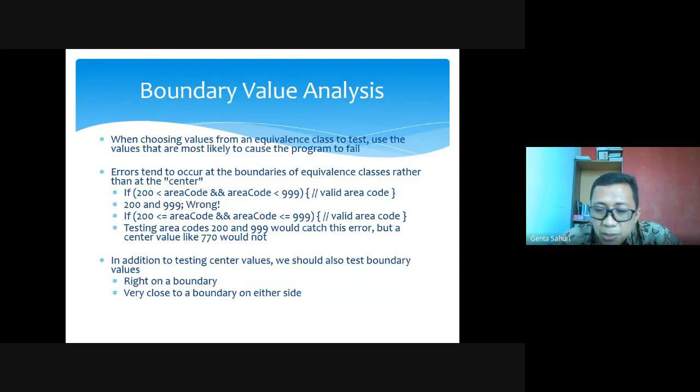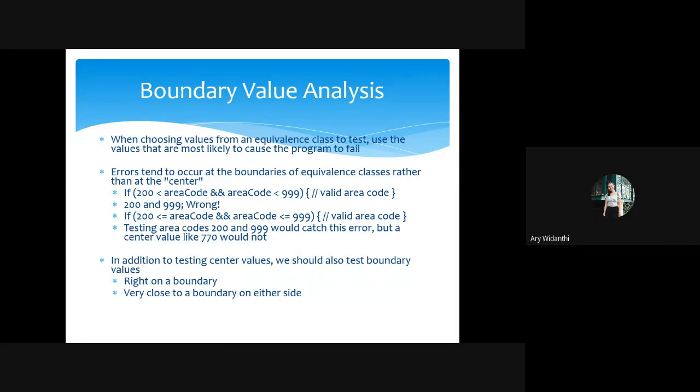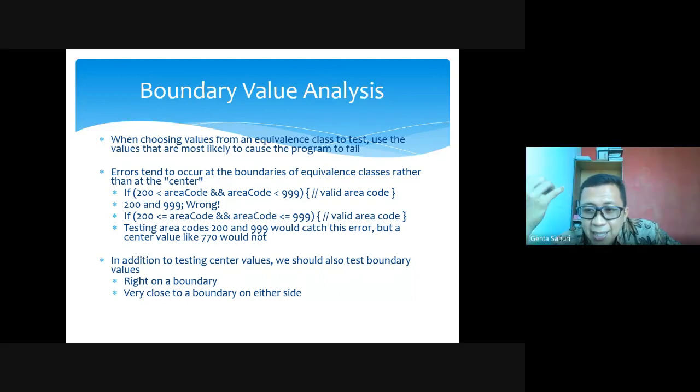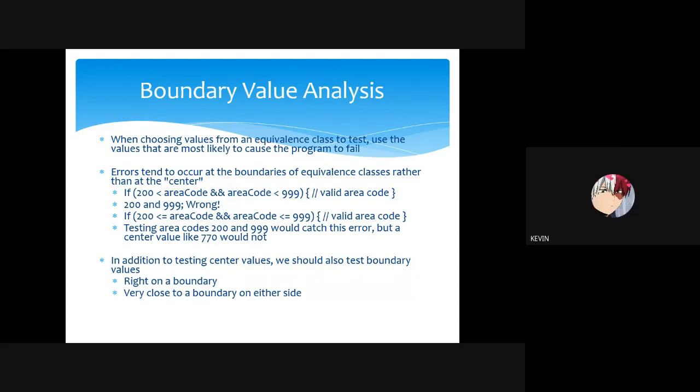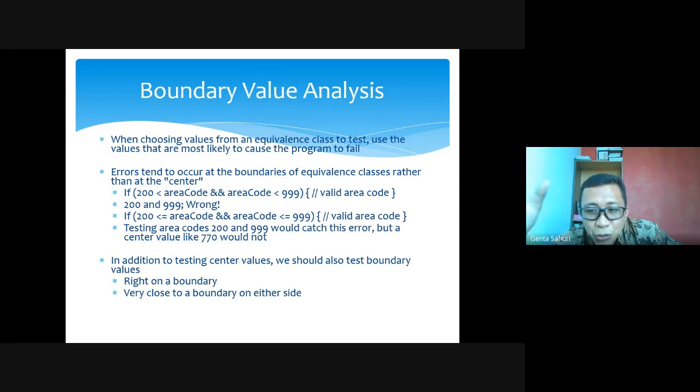Now let's see the upper boundary. Which values? 998, 999, and 1000. We can choose those numbers as boundary values. So you don't need to be confused if you have a class with so many inputs. You just need to choose the ones that most likely cause the program to fail.